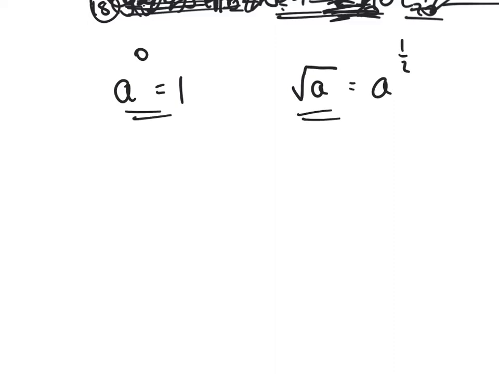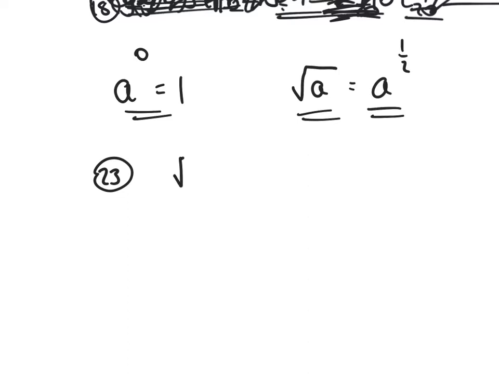Okay, next couple of rules we're going to introduce: anything to the power 0 is equal to 1, and the square root of something is the same as the thing to the power 1/2. So a to the power 0 is 1, anything to the power 0 is 1, and the square root of a is a to the 1/2. The square root of something is the thing to the power 1/2. Okay, so let's try some more examples.